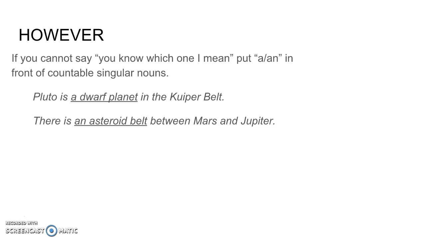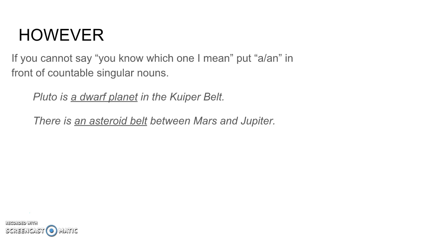There is an asteroid belt between Mars and Jupiter. Once again, it's not clear which particular asteroid belt is being referred to, because you can't see it. It's not immediately there. So therefore, it's not obvious which asteroid belt is referred to, so we use the word an.